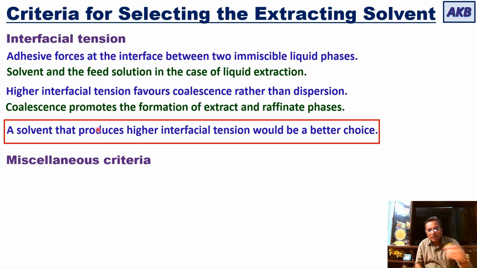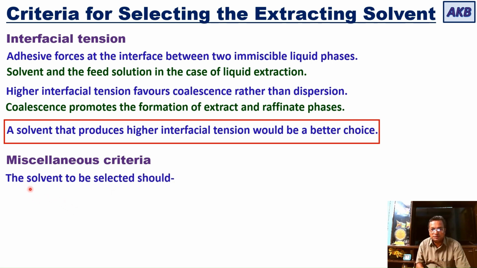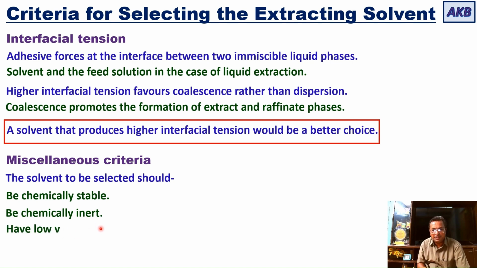Besides all the criteria that I have discussed till now, there are some miscellaneous criteria that also have to be considered while selecting the extracting solvent. Let me list those criteria. The solvent to be selected should be chemically stable. It should not react. It should not decompose. It should be chemically inert towards other components that are present in the system, and even towards the material of construction of the equipment.